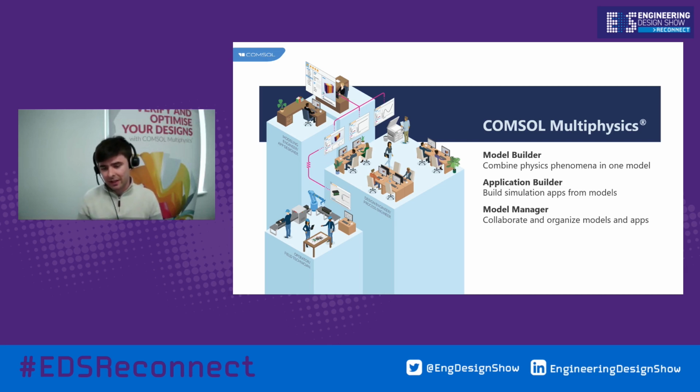So COMSOL Multiphysics has three parts to it. It has what we refer to as a model builder. This is in some sense the core, which allows us to model physical or chemical phenomena in a sort of joined up way. Once we've done that, we then also have what we refer to as an application builder, which can allow us as the modeling engineer to create an application which we can then distribute to other people who maybe don't know the ins and outs of COMSOL Multiphysics or indeed simulation in general, so that they can sort of check in with the model results.